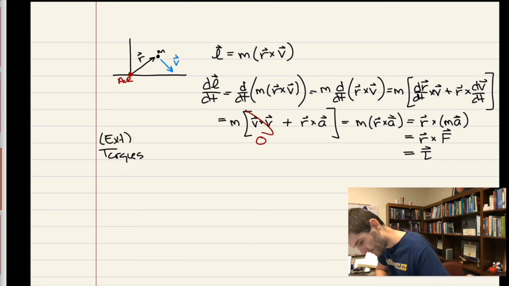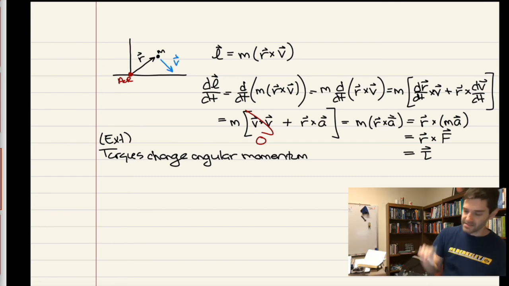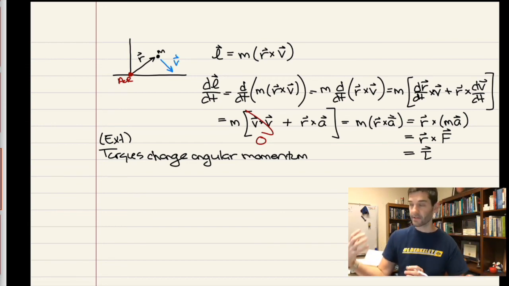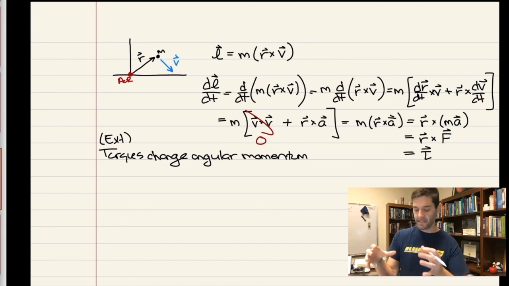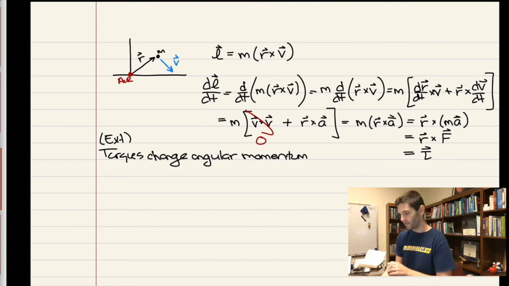Really, I should say external torques change angular momentum. Notice we're seeing the same exact thing that we saw for linear momentum. Linear momentum changed as the result of external forces on the system, because everything inside the system, by Newton's third law, produced no net change in the overall momentum. Angular momentum, same sorts of things. External torques on the system change the angular momentum, because if there were internal torques between objects inside the system, again by Newton's third law in angular form, the torques would be equal and opposite.